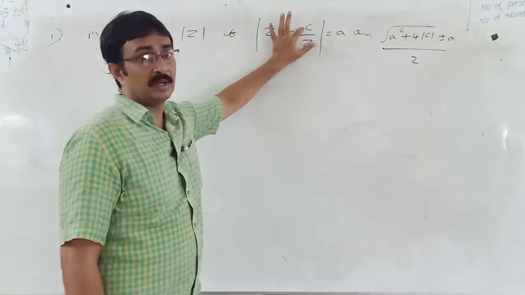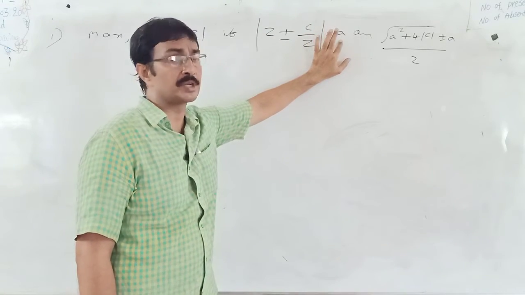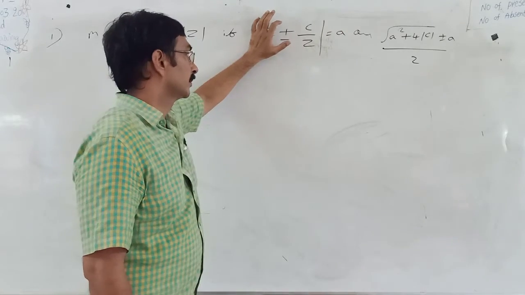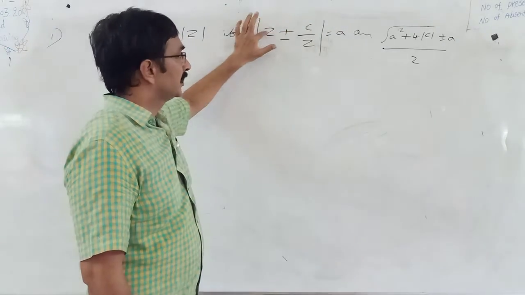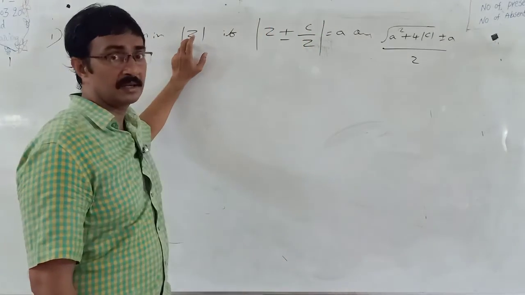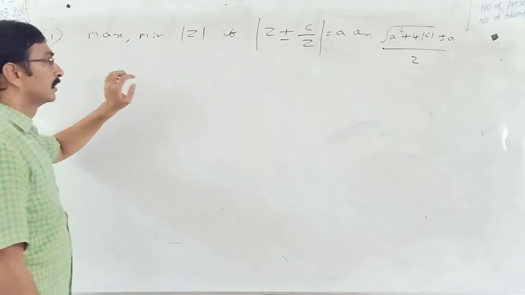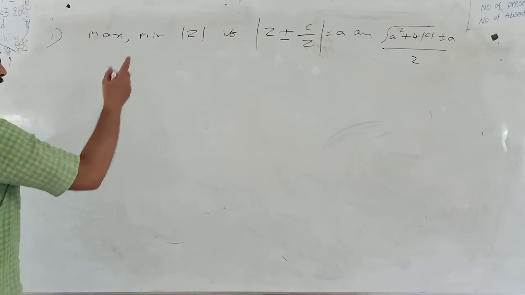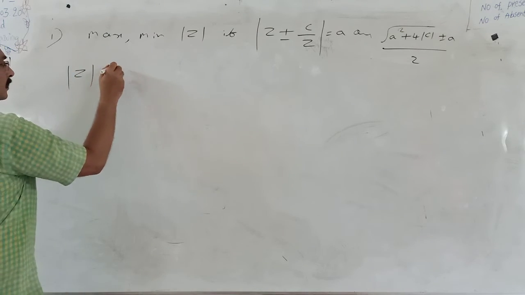c is any real number. a is also any, a is compulsorily a positive real number. So plus case gives one, minus case gives one. The problems are the same as is: what is the minimum value of mod z and what is the maximum value of mod z. See the proof. Required is mod z.